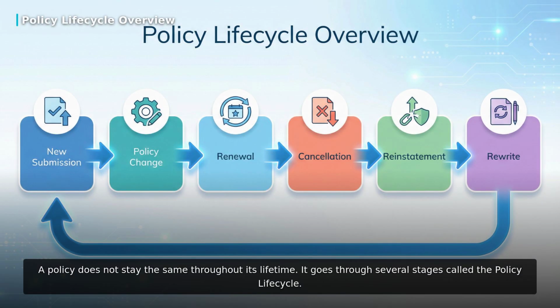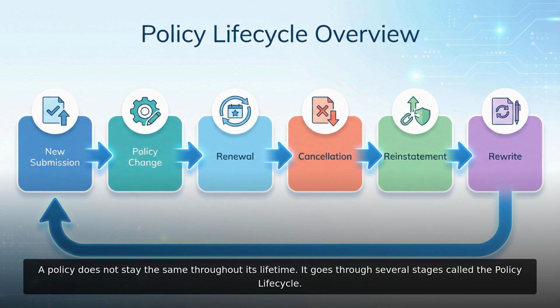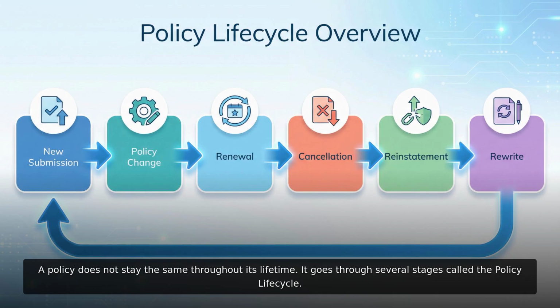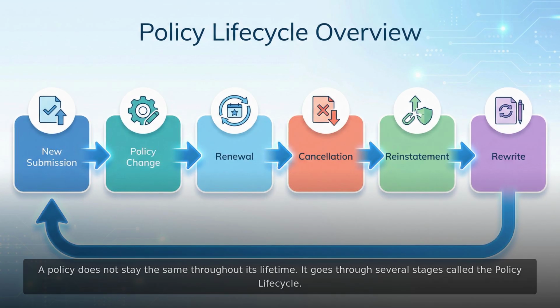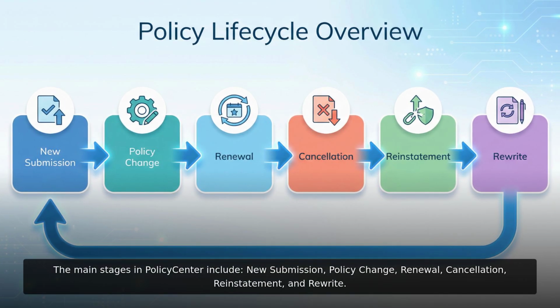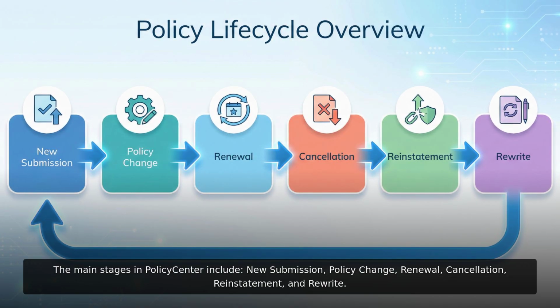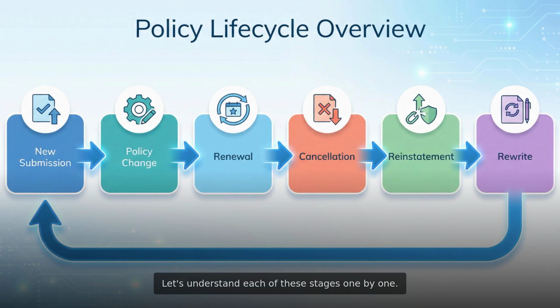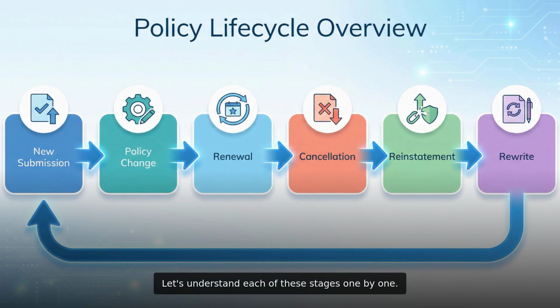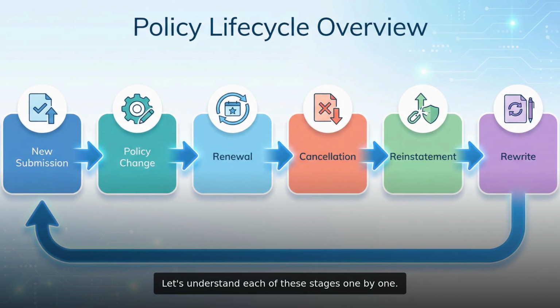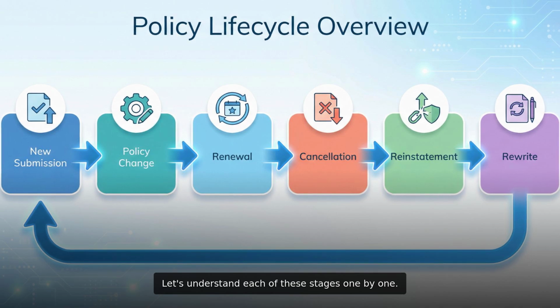A policy does not stay the same throughout its lifetime. It goes through several stages called the Policy Lifecycle. The main stages in PolicyCenter include new submission, policy change, renewal, cancellation, reinstatement, and rewrite. Let's understand each of these stages one by one.